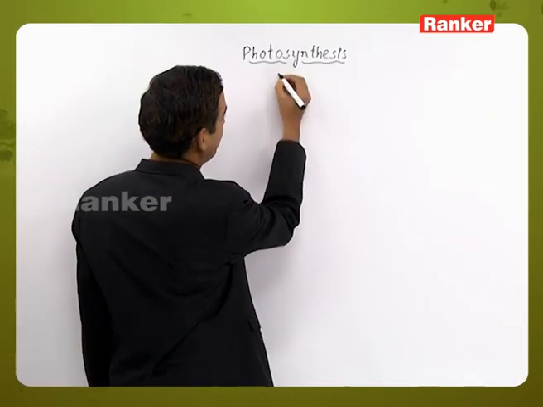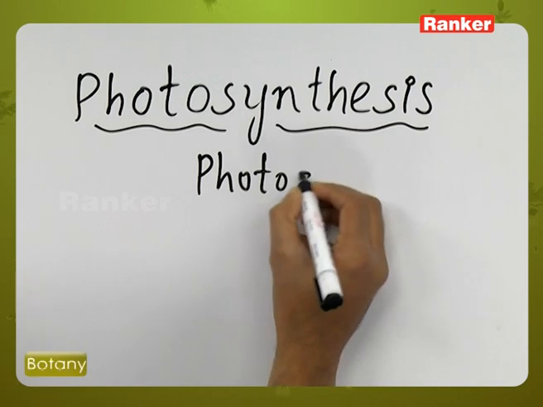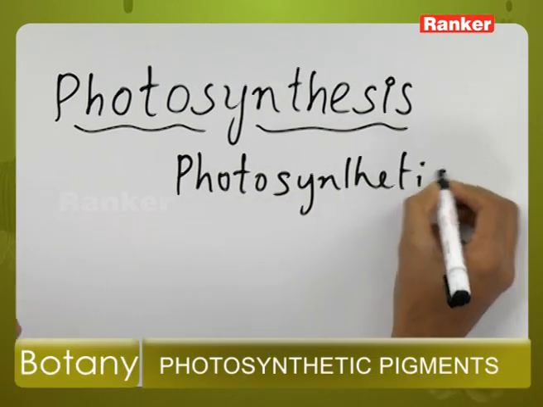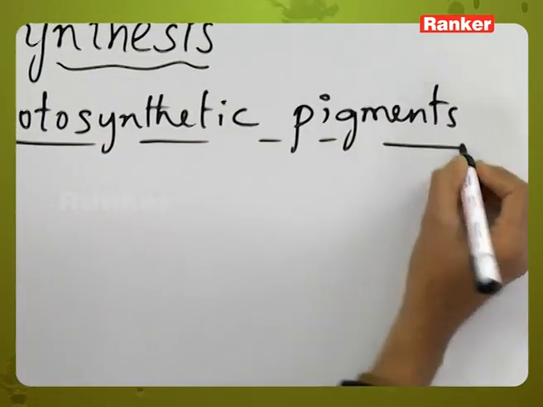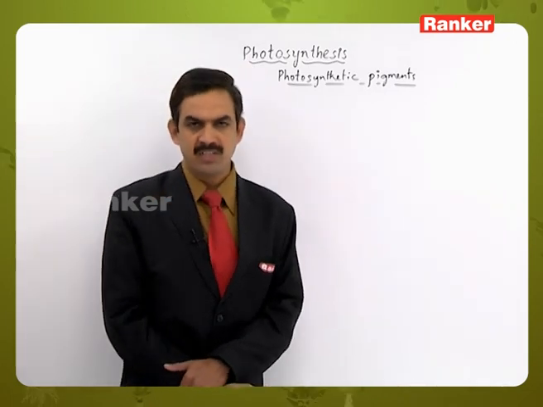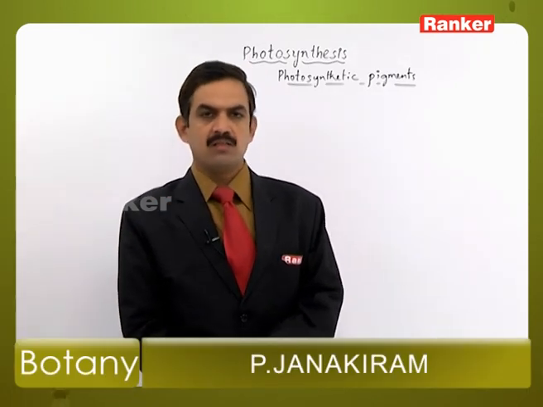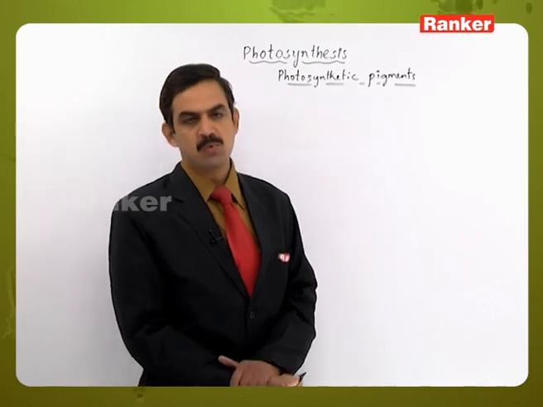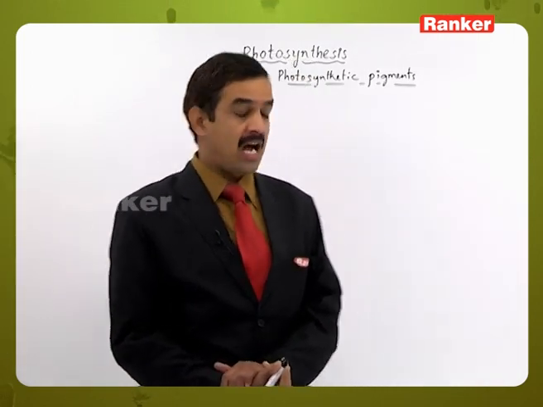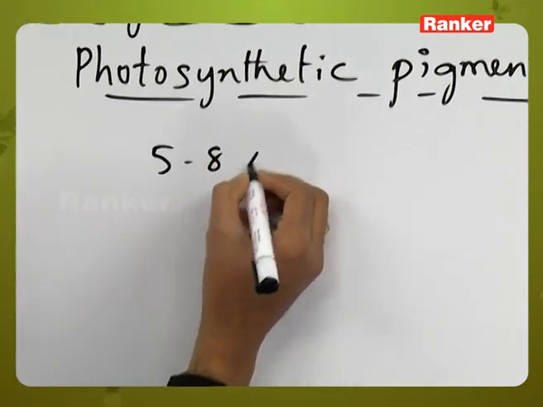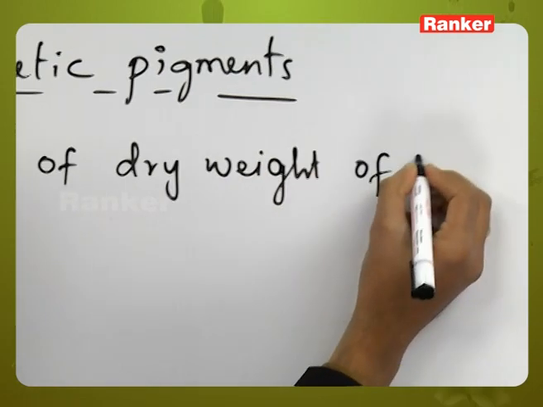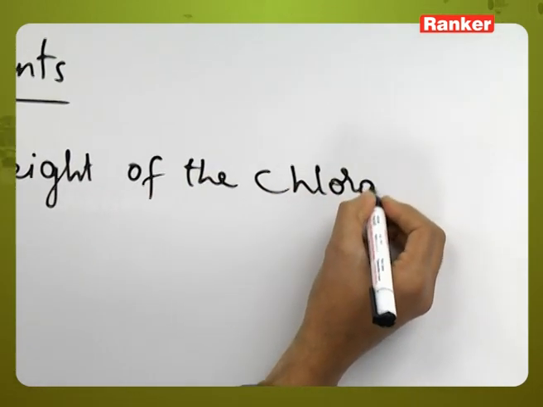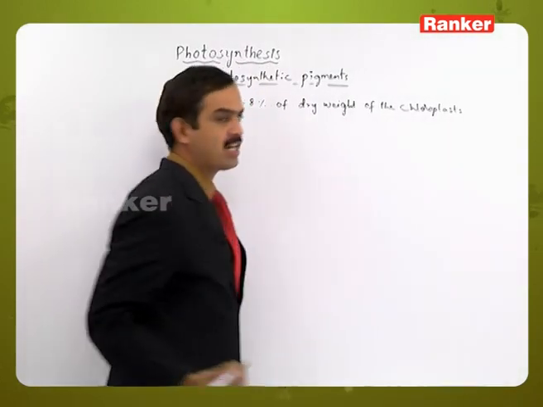In photosynthesis, the next topic is photosynthetic pigments. For trapping the solar energy, some pigments are utilized. Those are called the photosynthetic pigments. These pigments are present in the thylakoid membrane, and they account for 5 to 8% of the dry weight of the chloroplast.